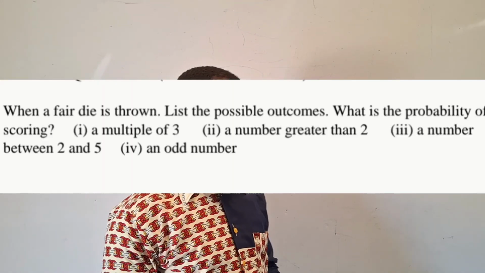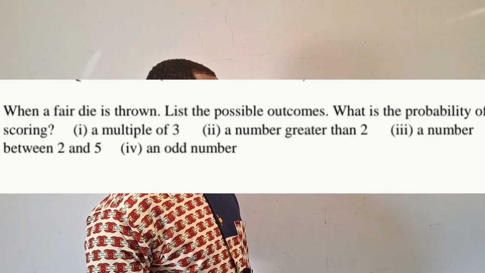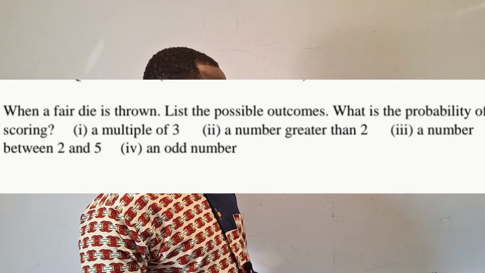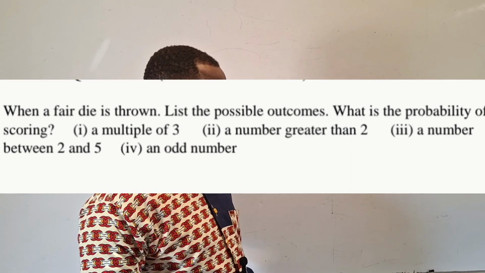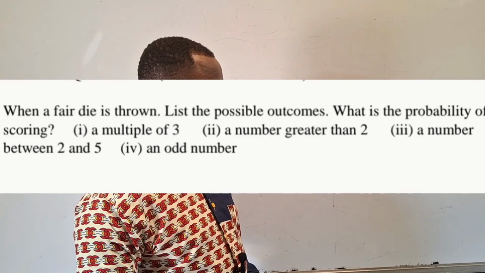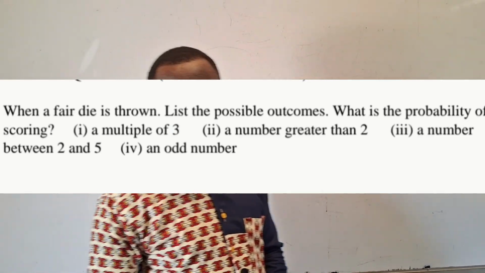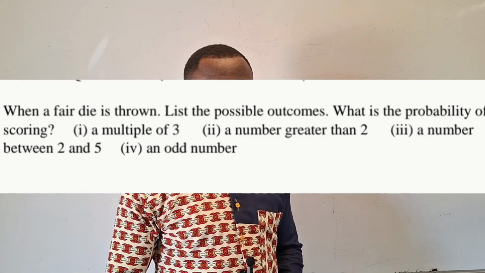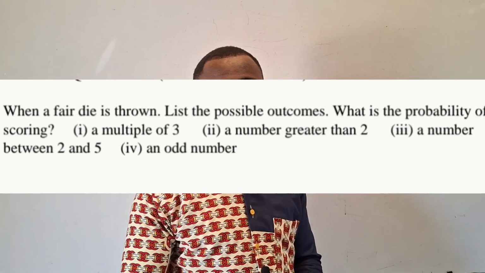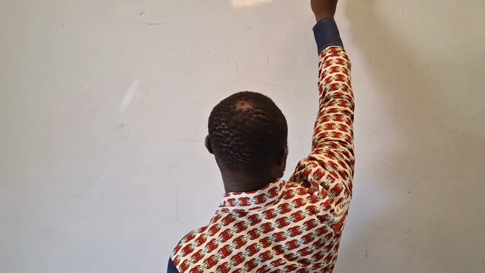So as the question is posted on the screen: when a fair die is thrown, list the possible outcomes, and what is the probability of scoring (I) a multiple of 3, (II) a number greater than 2, (III) a number between 2 and 5, and (IV) an even number. When the question is stated like this, it means the die is thrown once. If they don't add it, you know it is thrown once. If it is twice, the question will say so.